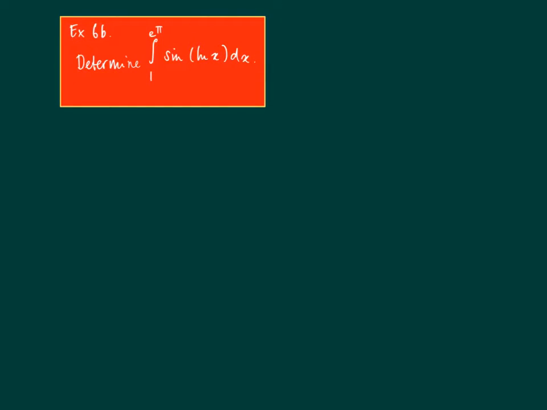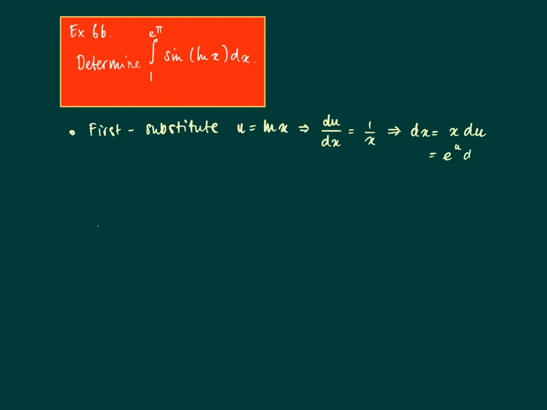Determine the integral from 1 to e to the power pi of sine of ln of x. First we want to get rid of the term ln of x, which can be done by substituting u equals ln x. So du/dx, the derivative of the logarithm, is 1 over x, or dx is x times du. But x is now the inverse of u, so e to the power u du.